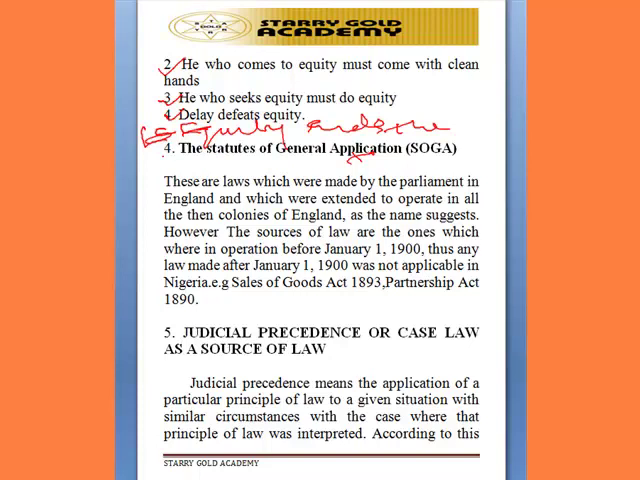Then, apart from the principles of common law and the doctrine of equity, the third arm of the received English law is the Statute of General Application, known as SOGA.